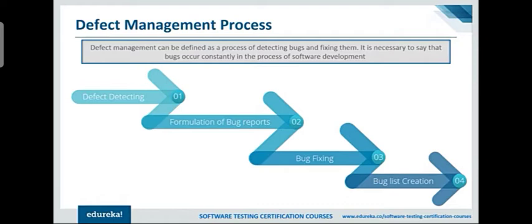And the third step is the stage of bug fixing. After the bugs are fixed, they should be tested once more to make sure that the software works properly. And during the final step, the bug list is created. This is a document that contains information about all the bugs that occurred during the project's performance. And the team often uses the bug list because similar bugs may occur again. So this is all about the defect management process.